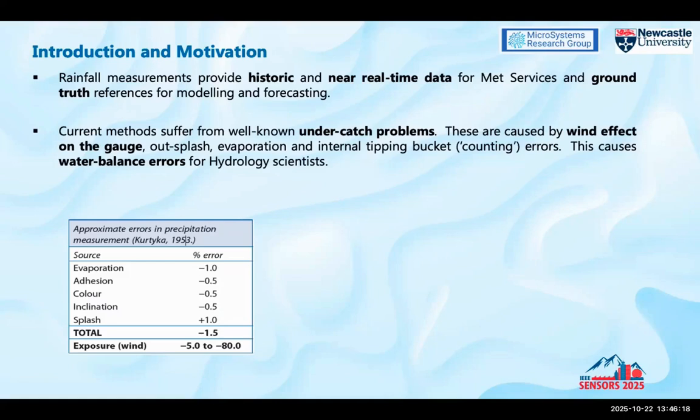But as you can see from this table, which is taken from a paper from 1953, the exposure to wind can be anything from 5% to 80% errors in rainfall measurements. So this is why I'm concentrating solely on the wind effect, because the other errors just don't come anywhere near what the problem is with wind.